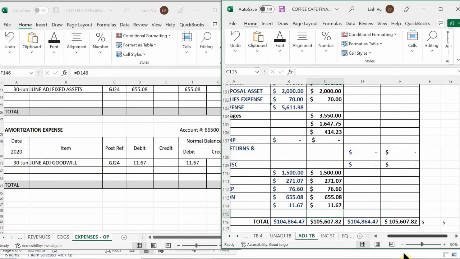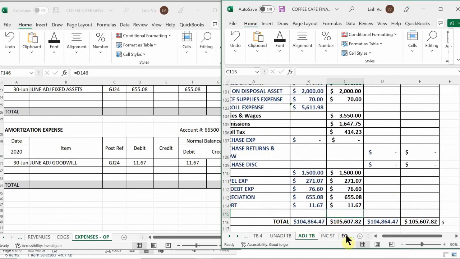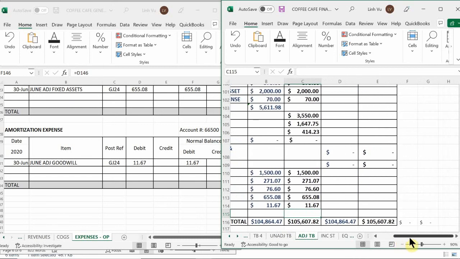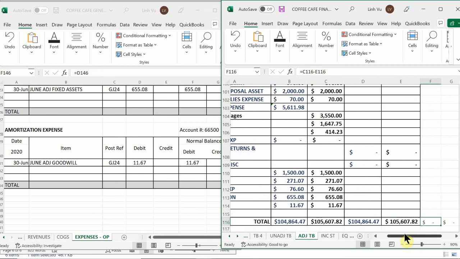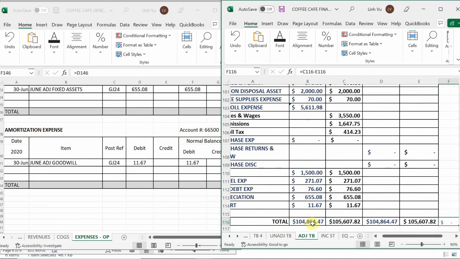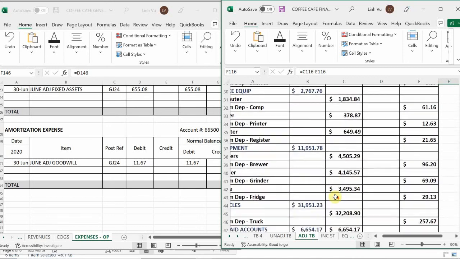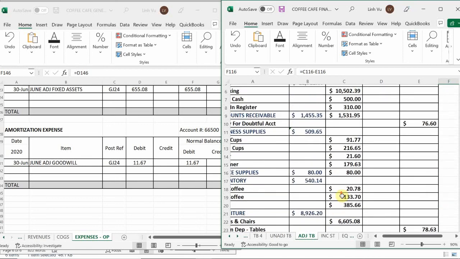But in this case, make sure, right? My debits and credits is 105,607.82. And success, we panned out on each side, right? Because I put my formula here just to ensure that we have the debits minus the credit. So in this case, I am done with my adjusted trial balance, and that's my adjusted trial balance. So go ahead and save that.